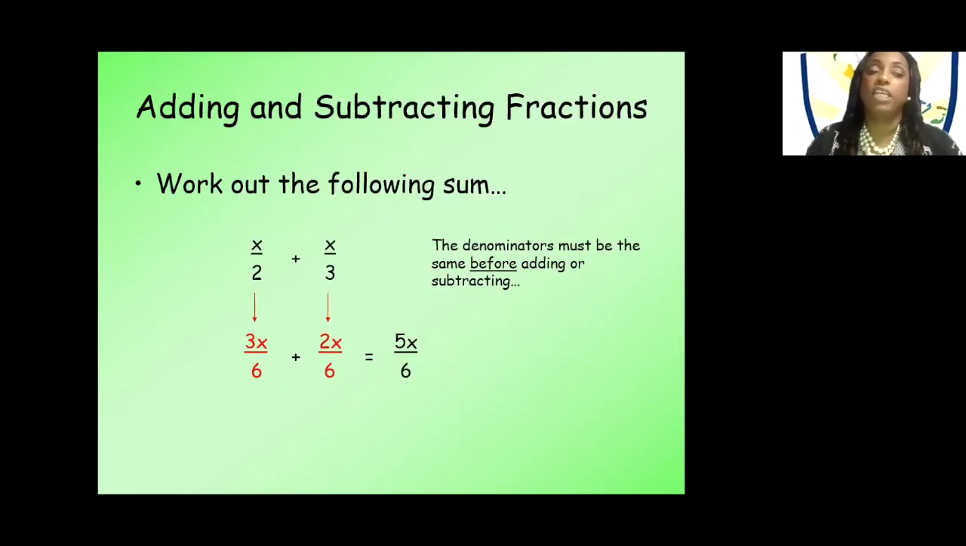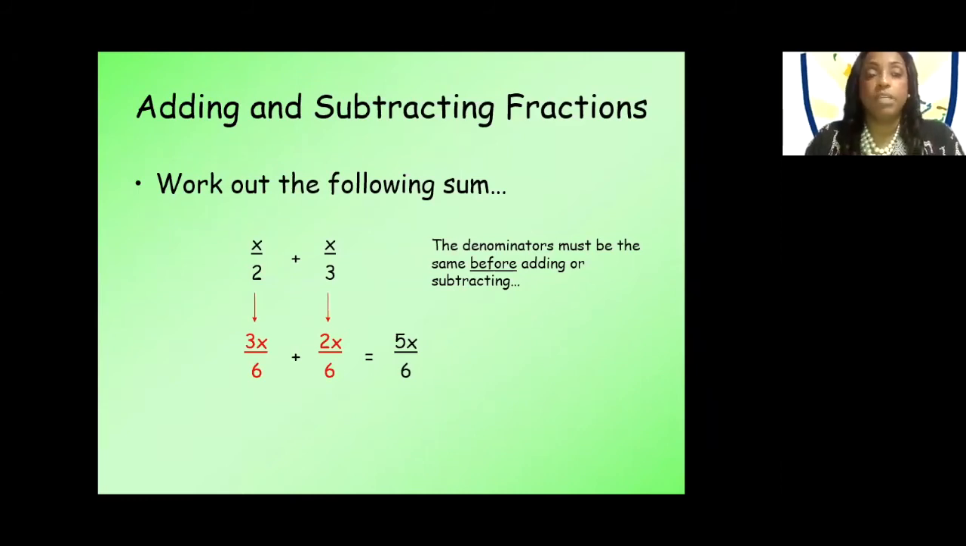Then you want to divide each of the denominators into that LCM. 2 into 6, you get 3. So you're going to times the 3 by the numerator. Good stuff. And in this case, it's x. So 3 times x is 3x. And again, you keep it over the newfound LCM.